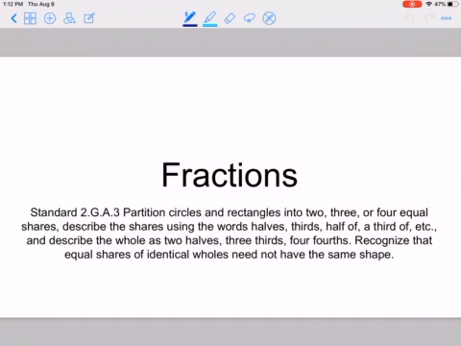Hey everyone, today we are going to learn about fractions. In second grade, fractions are super fun. Let's read our learning target together.